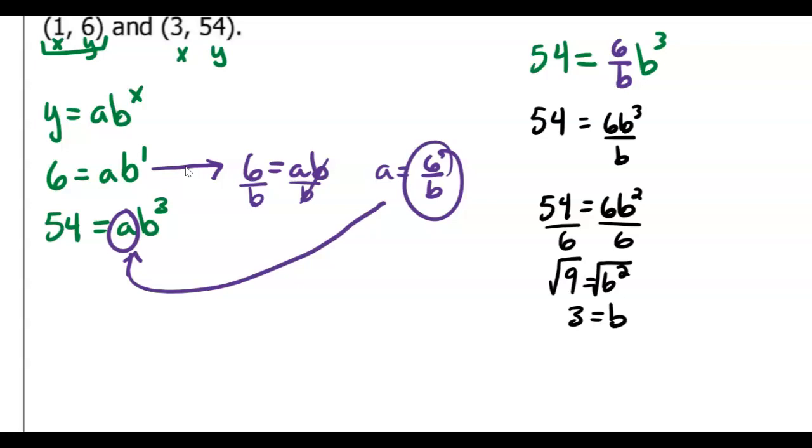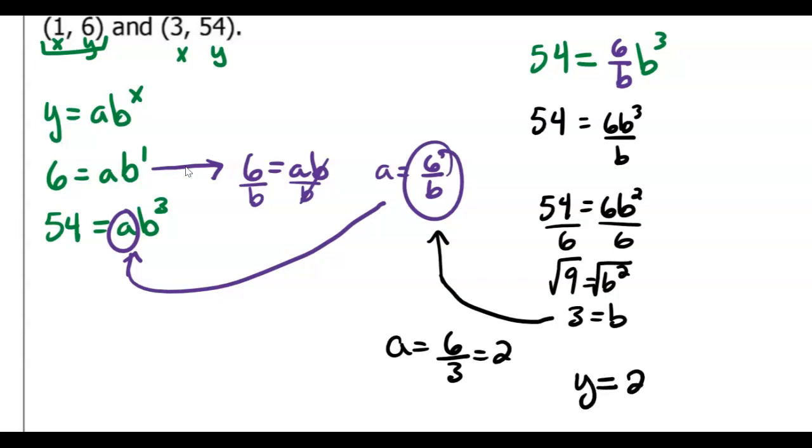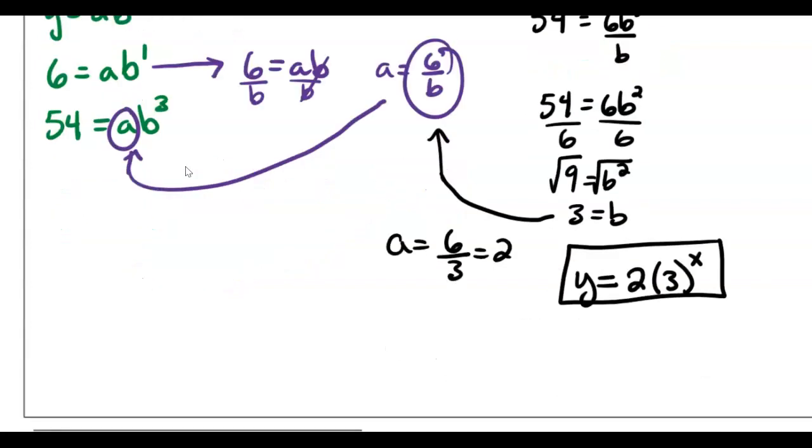Okay, so now that I have b, go back into this equation, and a is 6 over b. Well, if b is 3, 6 over 3 is 2. So now you're ready to write your answer. You have y equals a is 2, b is 3 to the x. And that's the exponential equation that fits the 2 points they gave us.